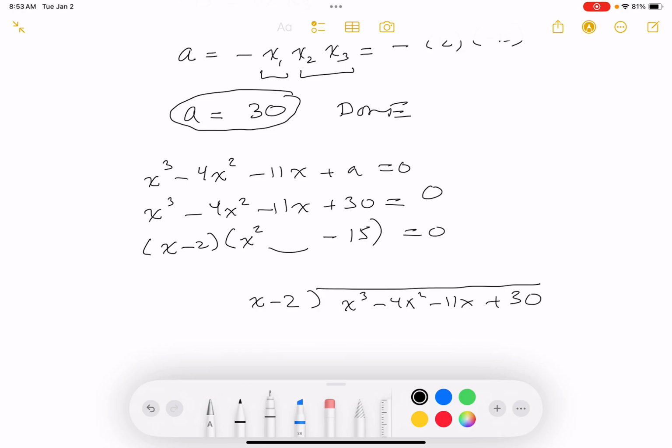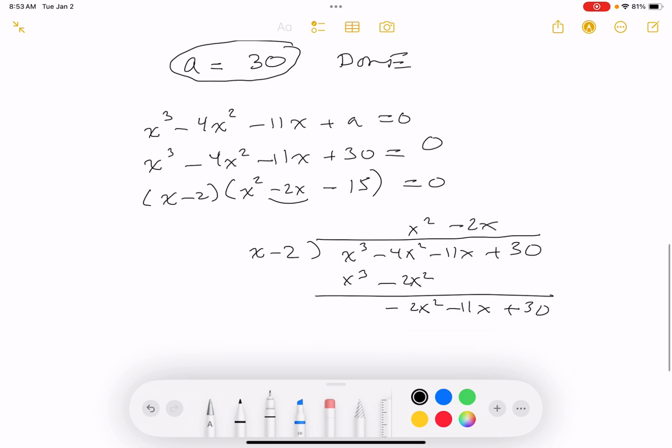Let's see what you get there. x squared is expected, by the way. That's going to give you x cubed minus 2x squared. Subtract, you get minus 2x squared minus 11x plus 30. Repeat, you can get minus 2x now. What do you get there? Minus 2x squared. I'm just checking this now. Plus 4x. That's going to be minus 15x plus 30. And what do you get there? Minus 15, as expected, by the way.